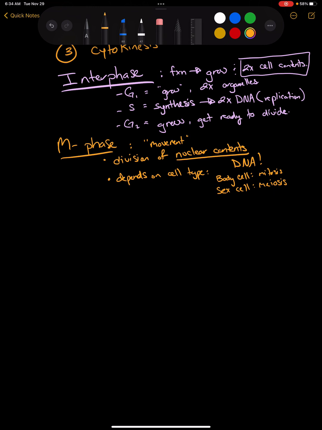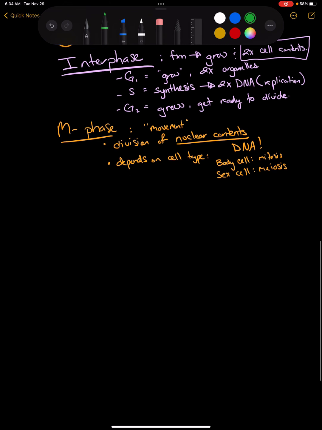Okay, so interphase, I double. And then in M, I divide up my nuclear contents, which means my last stage, I have to divide up everything else, which is cytokinesis, right? So cytokinesis, this is going to be my final division.